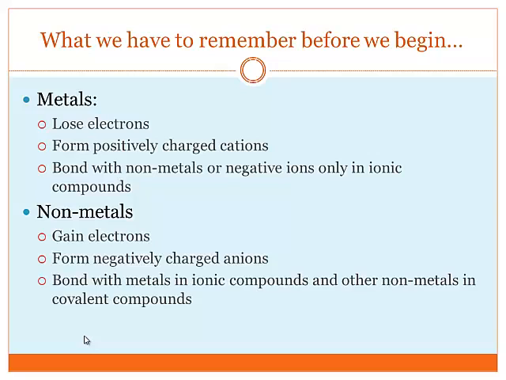Now on the flip side to that, you have nonmetals who gain electrons or electron density, forming negatively charged anions. Because of that, they cannot bond with other negative ions, but they can bond with metal ions in forming ionic compounds. They can, however, share electrons in forming non-metal bonds in covalent compounds.